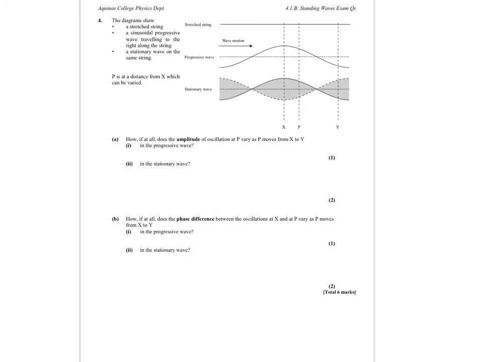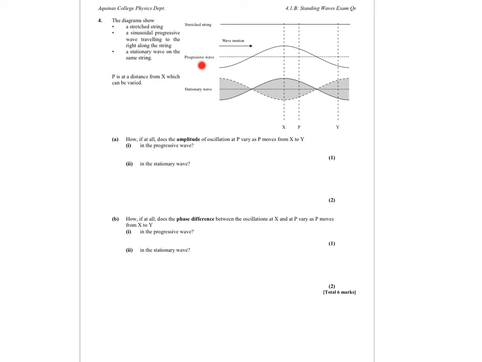Question 4 is not a difficult question, but I think it's not worded very well, and so it might have caught a few of you out. What we're told is that the diagrams show 3 things. At the top here we've got a stretched string. In the middle we've got a sinusoidal progressive wave travelling to the right along the string.